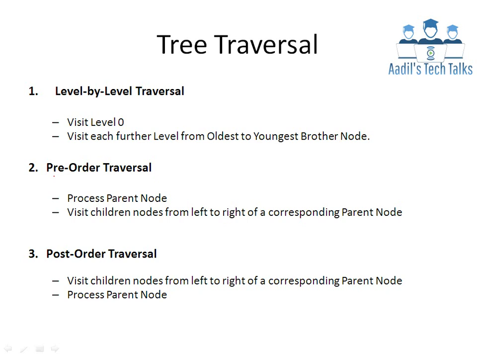Second technique is called pre-ordered traversal. Pre-ordered traversal technique consists of two different steps. Number 1, process parent node and then visit each children nodes from left to right of a corresponding parent node.